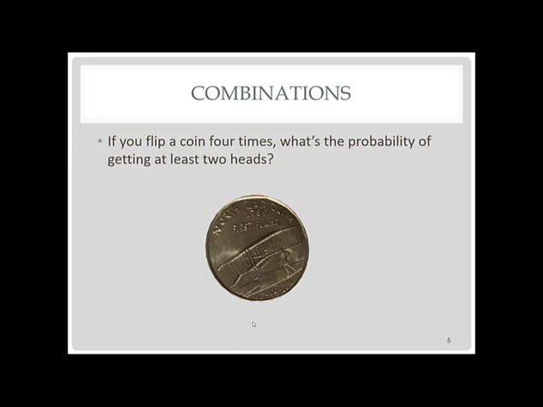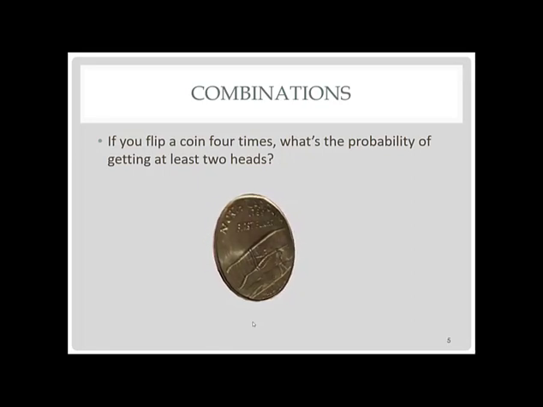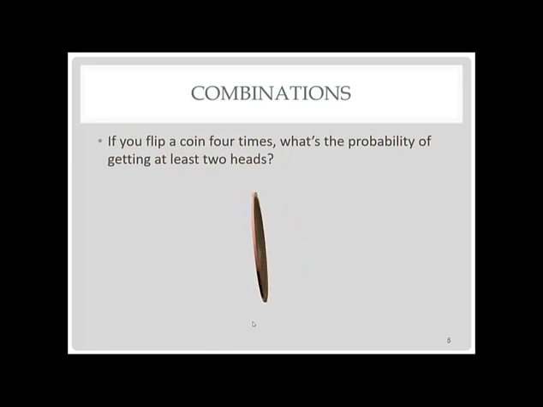So let's think about combinations first. If you flip a coin 4 times, again, this is a binary outcome, head or tail, what's the probability of getting at least 2 heads? We will assume that this is a fair coin with probability of heads being 0.5.